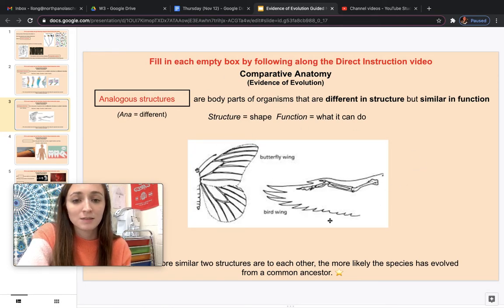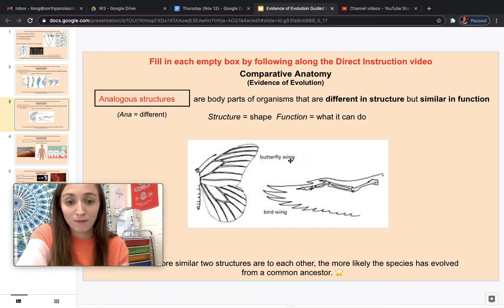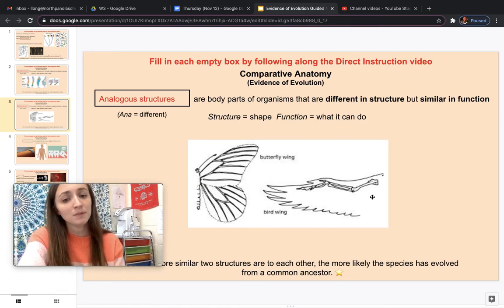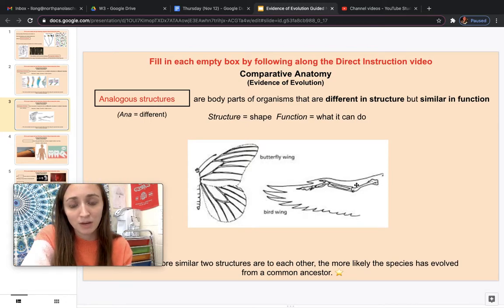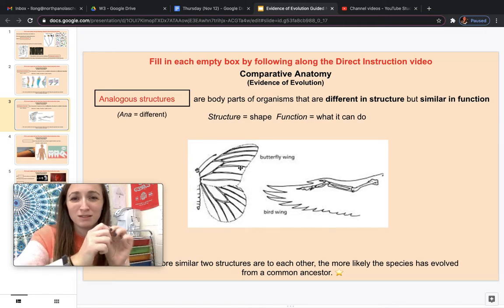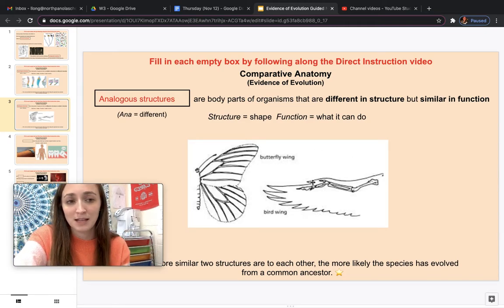So if you look at this picture down here, we have a butterfly wing and a bird wing. Now this bird wing, it has all types of bones and it's got a lot going on, but a butterfly wing, butterflies don't even have bones. So they're both wings, but they're totally built differently. Butterfly wings are thin and they're crisp and you can rip them. They're almost like paper. So they are not built the same.